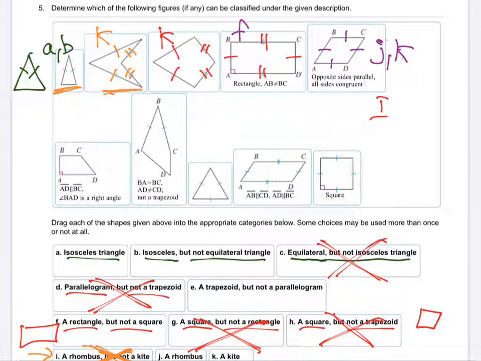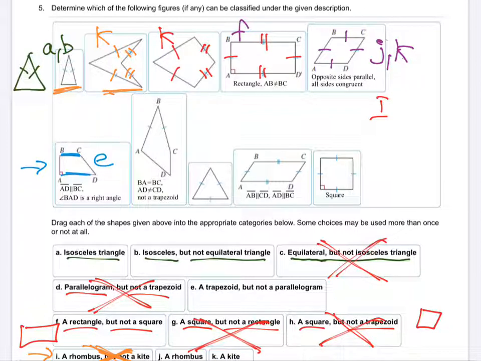Coming on down to this next shape. What is this one? So, what do you think? Trapezoid, but not a parallelogram, huh? See how the top and the bottom are parallel lines, but the right and left are not? So it's a trapezoid, but not a parallelogram. Good. How about the next one?